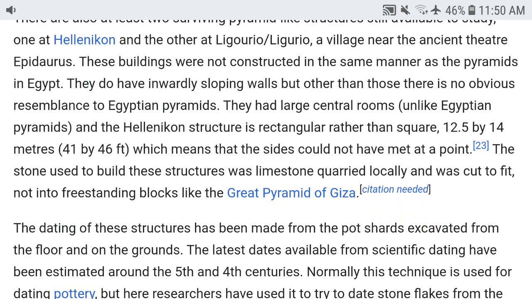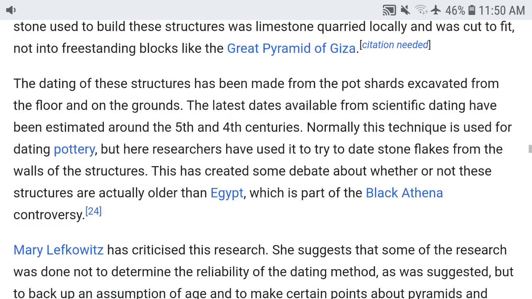Yeah, because of that, right? Yeah, like it will probably meet in some kind of line, right? Not at a point. The post stone used to build these structures was limestone, quarried locally and cut to fit, not into freestanding blocks like the Great Pyramid of Giza. Okay, so yeah, there's that.